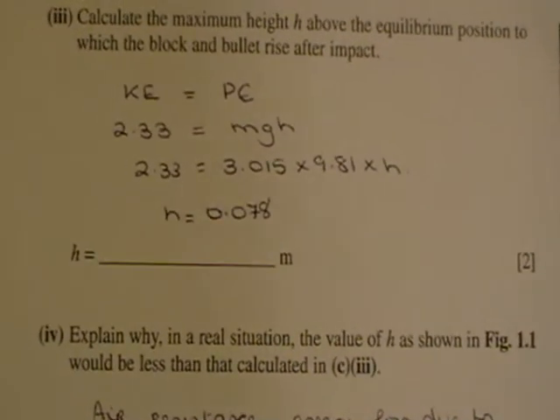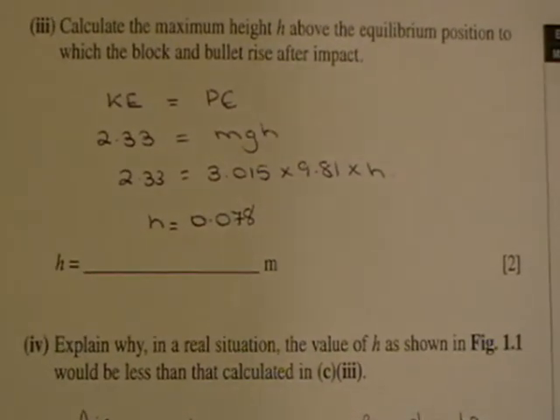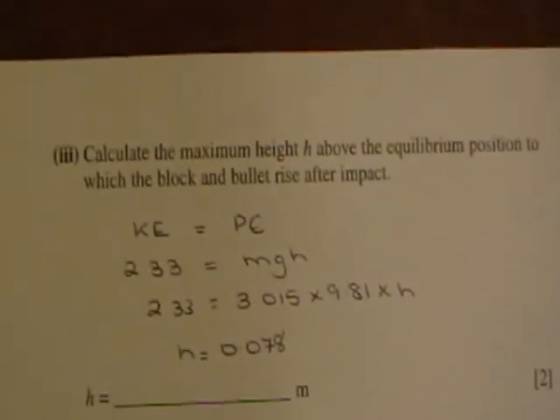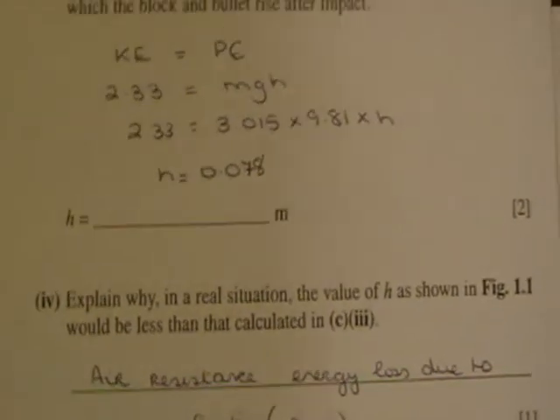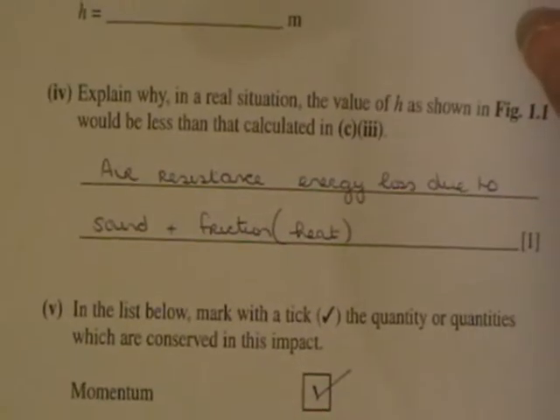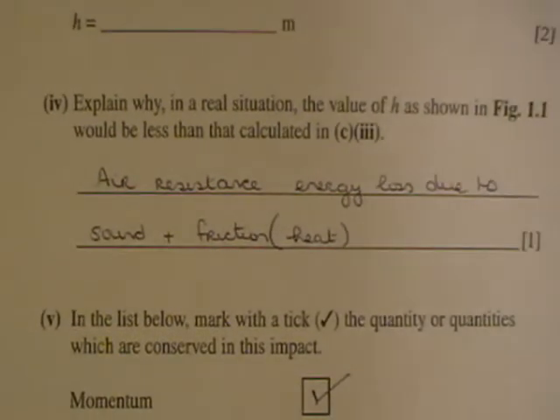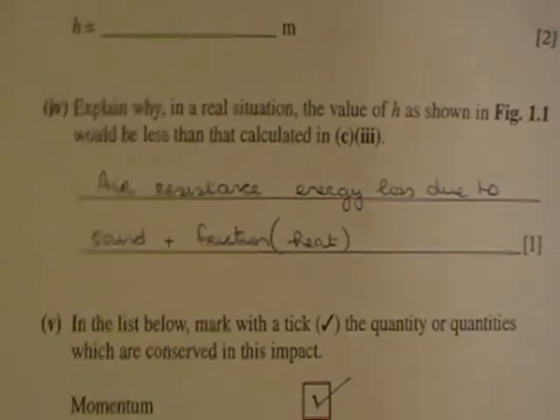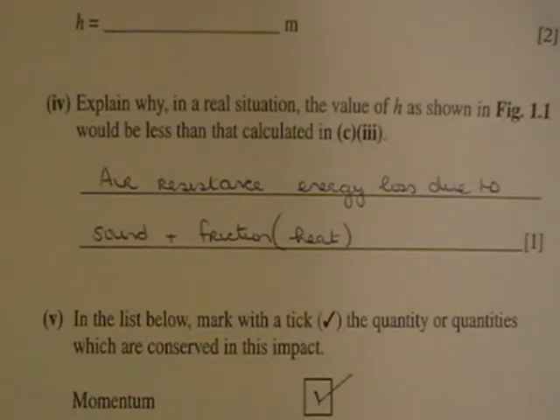Explain why in a real situation the value of h as shown in figure 1.1 would be less than that calculated in C part 3, which is this here. And the reason is, of course, due to air resistance there'll be energy lost, and also there'll be energy lost due to the sound as the bullet hits the block. So you have energy lost due to sound and friction or heat.